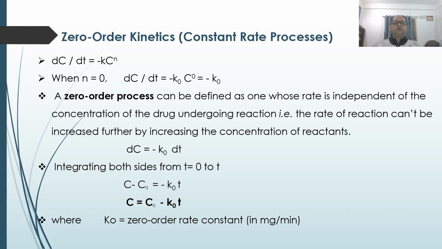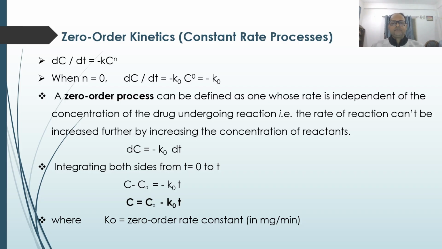Then come to zero order kinetics, which is otherwise called a constant rate process. dC by dt is equal to minus k C to the power n, where n is equal to 0, so dC by dt is equal to minus k0 C to the power 0, and C to the power 0 is 1, so finally the equation is dC by dt equals minus k0. k0 is the zero order rate constant.